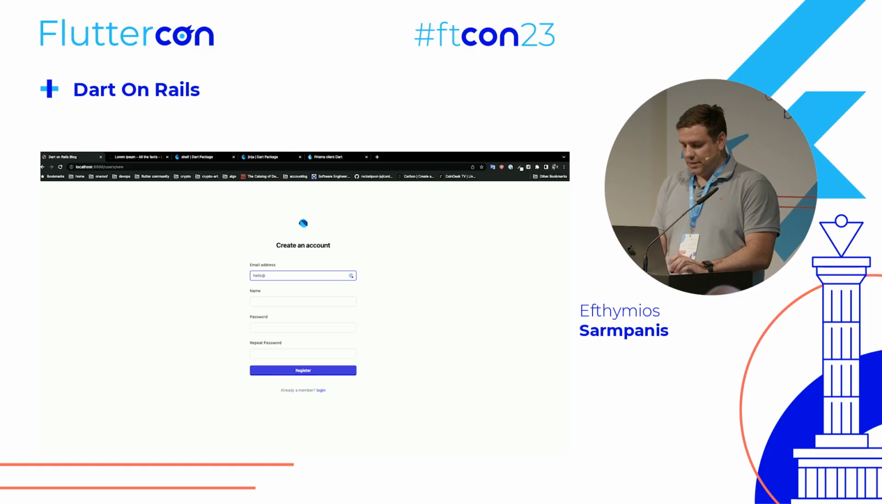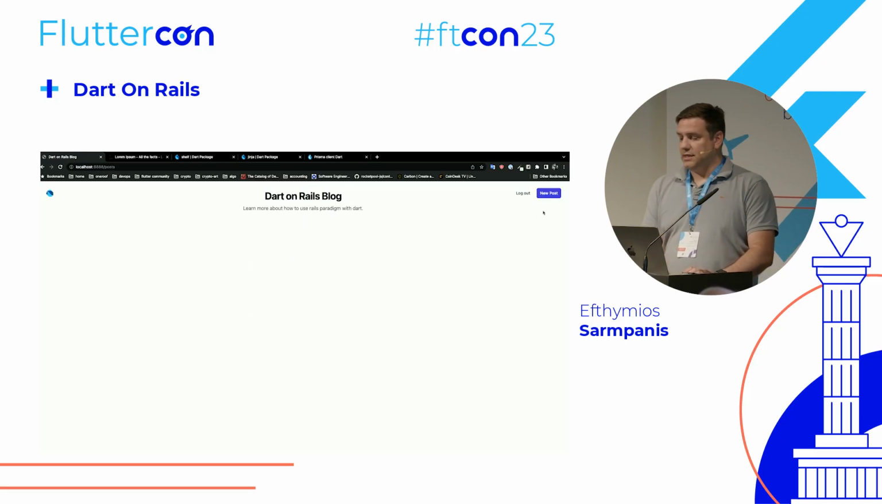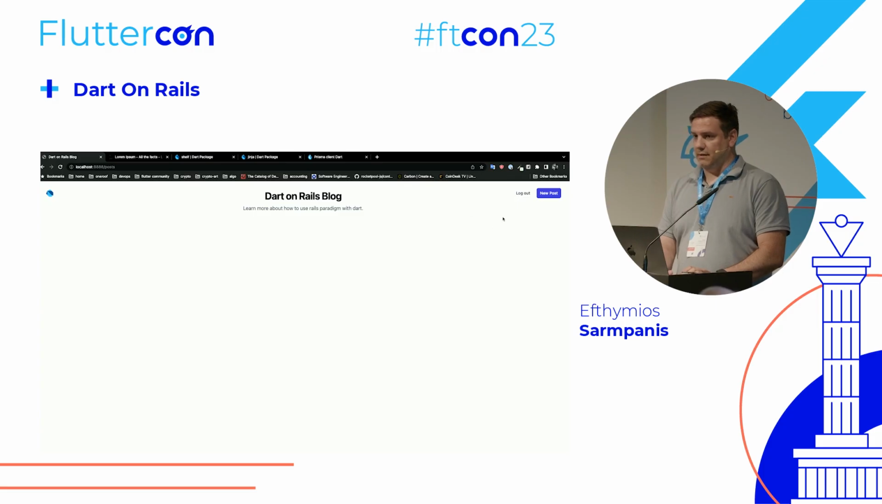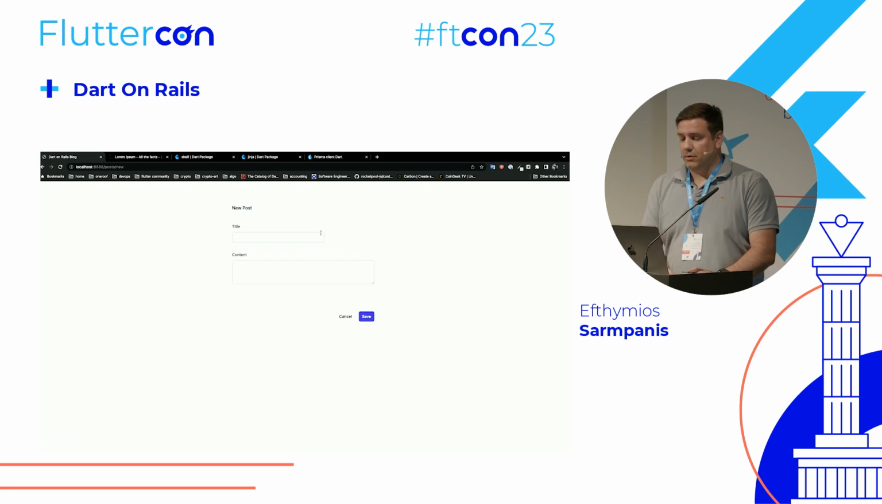My email is hello@email.com. My name is Dash. My password is a very secure 123. I register myself, and now you can see that the app recognizes that I am a registered user, and provides me two more things, one to log out and one to create a new post.